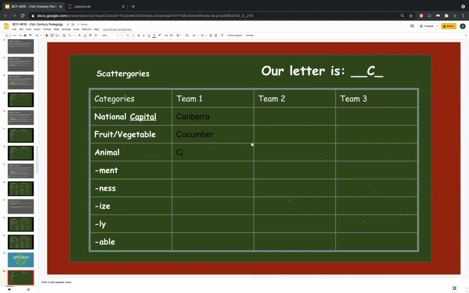Catchment. Animal, cat. Cat. Catchment. Carelessness. Carelessness. Categorize. Carefully. Capable. Oh my goodness, Mr. Jamyang. We have a lot of the same ones, but I will show you later.